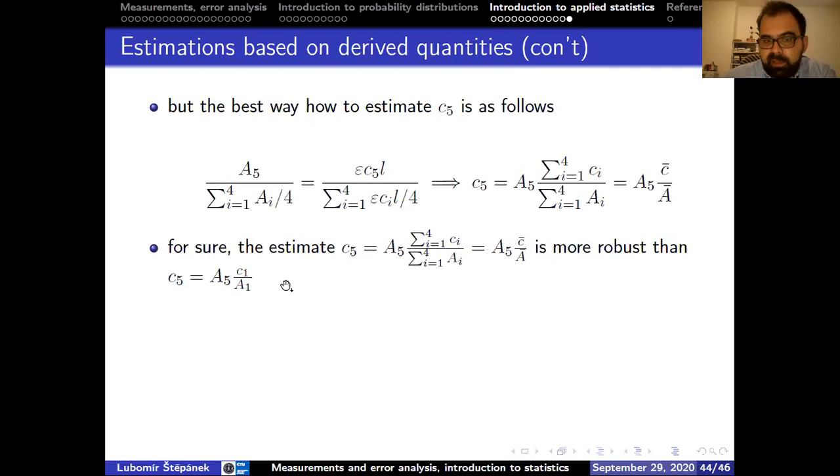And why is this estimate more robust? It's based on what I've already talked about, that the standard error of the mean, because now I'm using the mean average value here, is usually lower than the standard deviation of the whole sample. If I calculate the standard deviation based on the first four numbers, the standard error of the mean will be the square root of the sample size times lower. It means the square root of four, which means two times lower. So the precision of this way of calculating C5 is two times higher than if I'm picking only one of the solutions and omitting the rest of them. I'm omitting three of the measured values. So it's just a useless omission of information here.